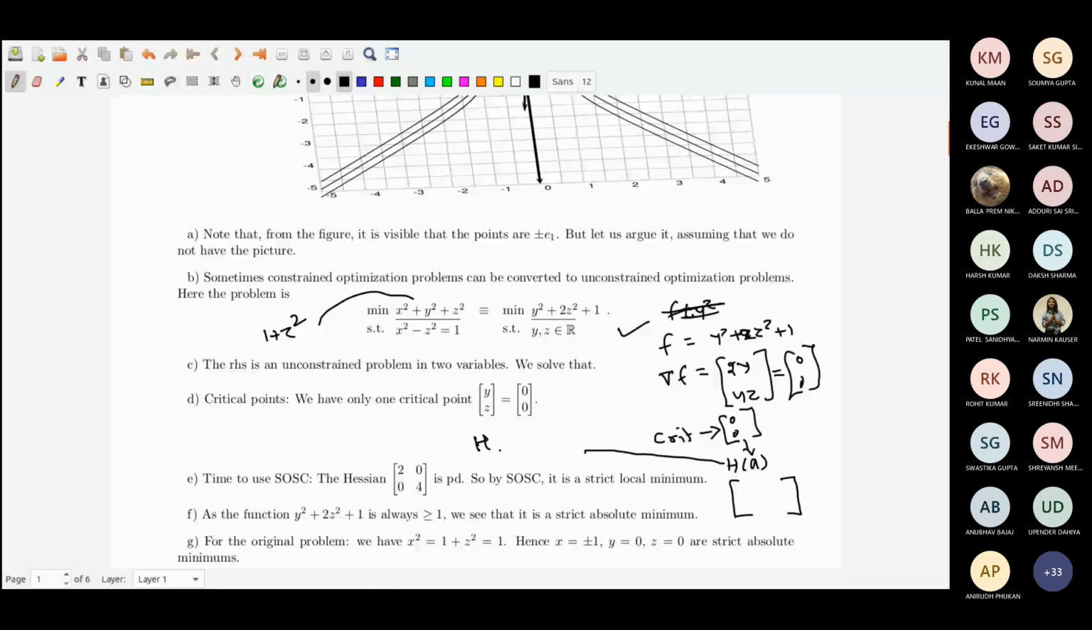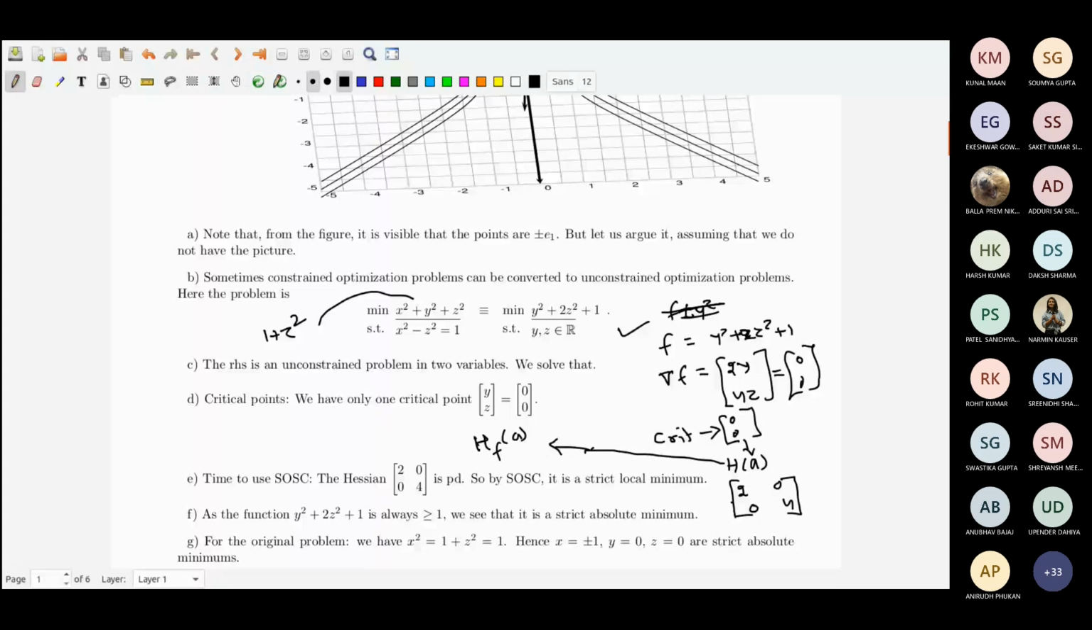So that will be 2, and this one would be 4, and then the 1, 2 entries, with respect to the first variable and second variable, are the mixed partial derivatives. They are 0, 0. You do not have any mixed partial, I mean, you do not have any yz term. So that would be this.